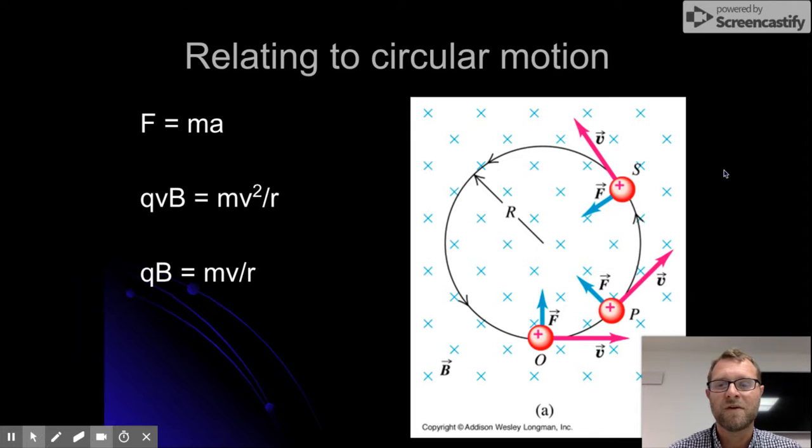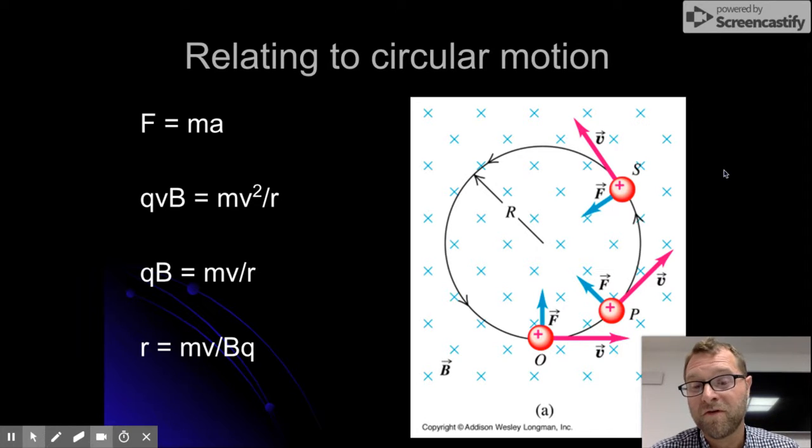So we can simplify this a little bit further. qB equals mv over r, and therefore we can rearrange and find that the radius of the circle is dependent on the mass of the object, the velocity of the particle, the magnetic field strength, and the charge found on the particle. This is a really useful tool for calculating when we come to cross problems.